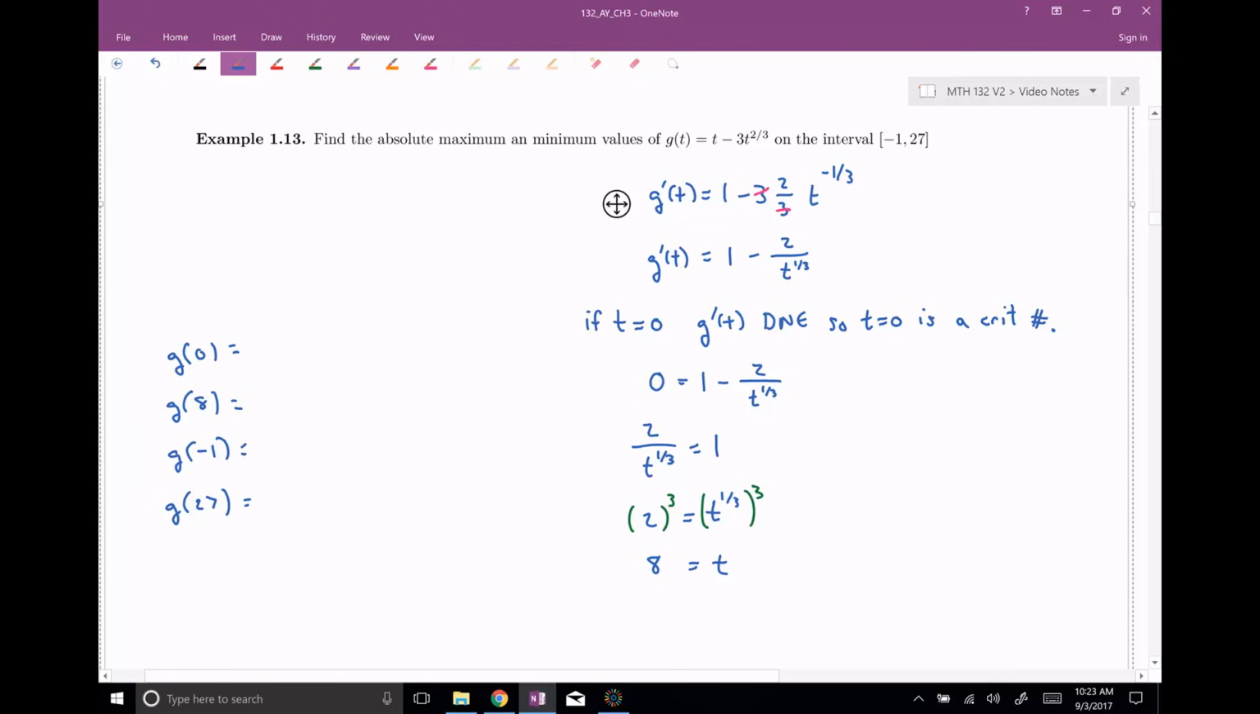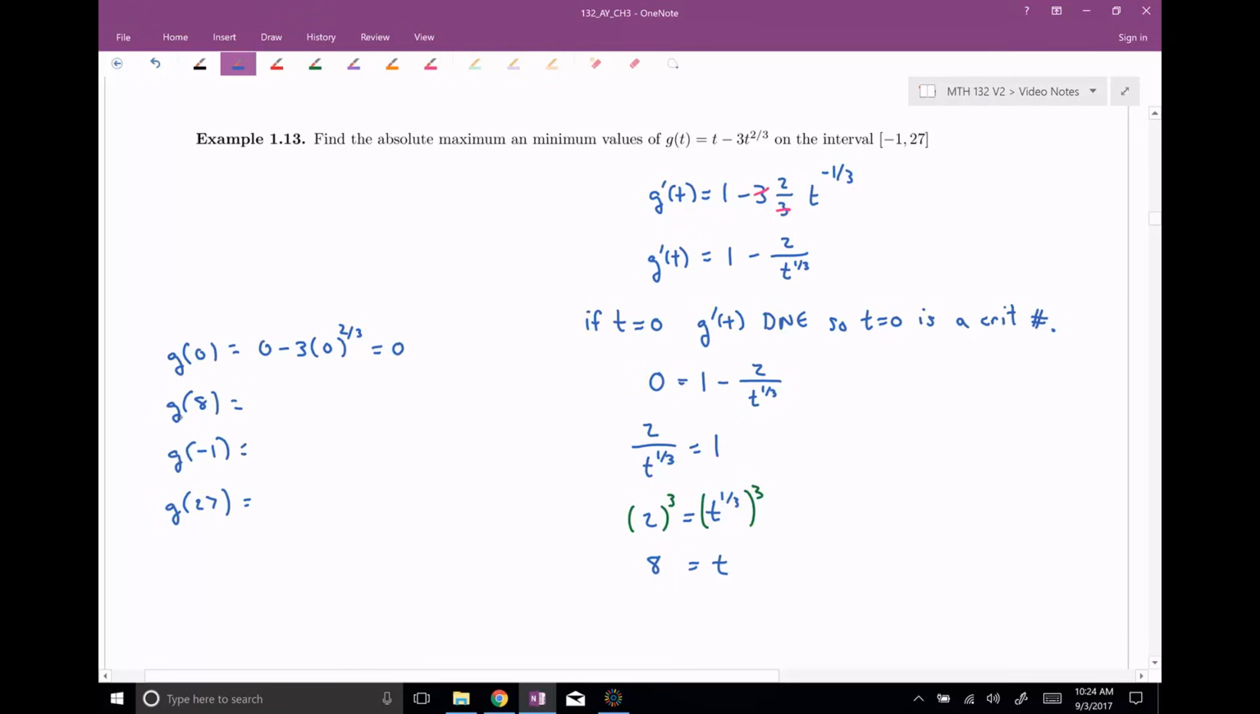All right, all that's left is successfully plugging these things into our function. If I plug in 0, I'm going to have 0 minus 3 times 0 to the 2/3 power. Remember, to the 2/3 power means you have to square it and take the cube root of it, but the order's up to you. If I square 0, I get 0, and the cube root of 0 is 0. So I have 0 minus 0, which is 0.